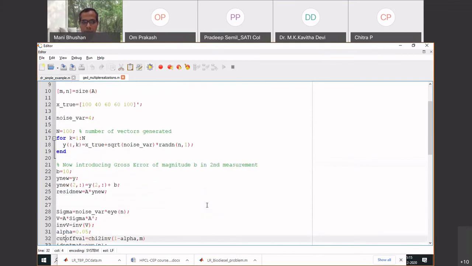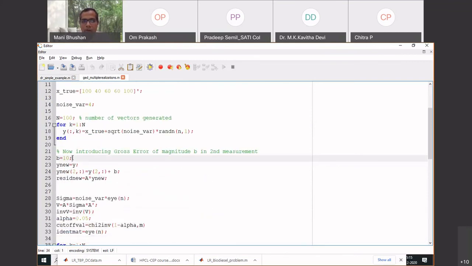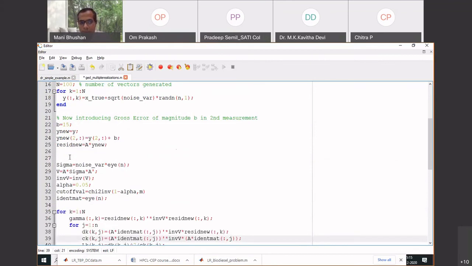Okay. Now you add a bias of magnitude 10 to the second sensor. 10 or 15? In the slide it was 15. We can make it 15. Let's see what happens. You want to see whether you can detect whether there is a bias or not. This is the code which does that, and then also tries to figure out which is the sensor which has the bias.